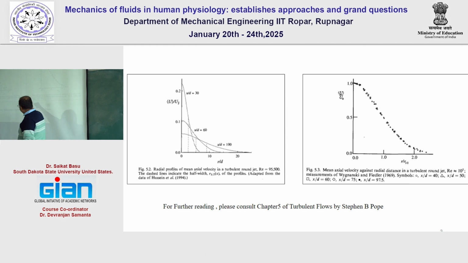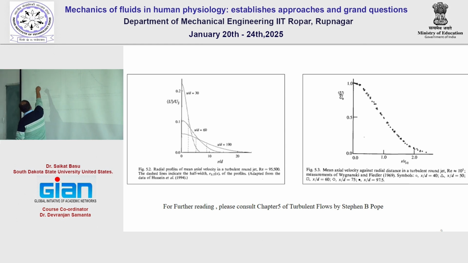So you can see here a velocity profile, which is very near to the mouth, or in the context of biological systems, you can say a point of acceleration. This is x by d 30, this is x by d 60. It means the jet has progressed further, so the maximum velocity has reduced and the width has increased. As it has crossed x by d 100, the maximum axial velocity has decreased, but the width has increased accordingly.